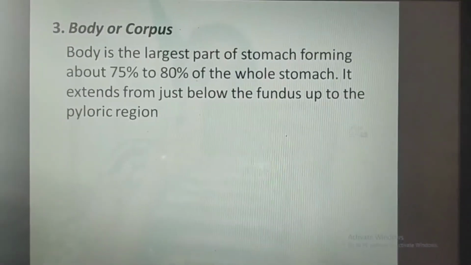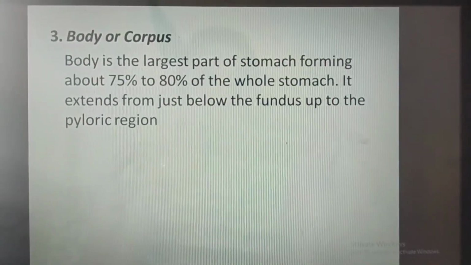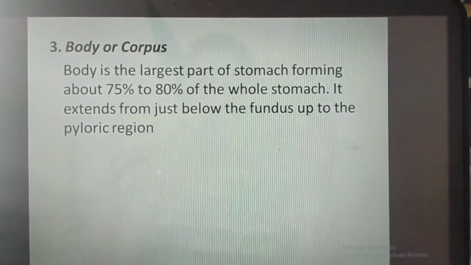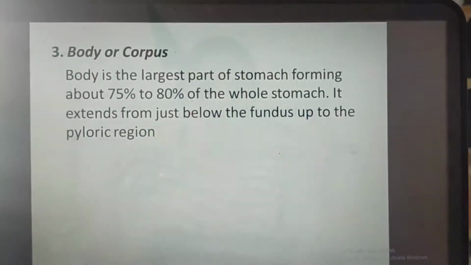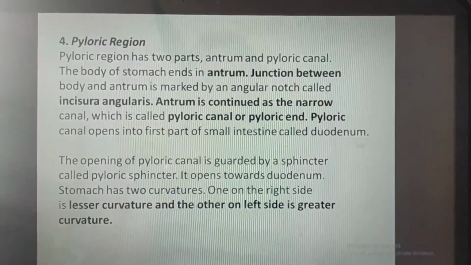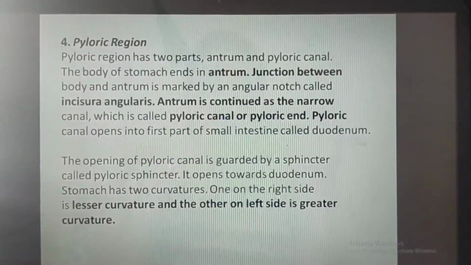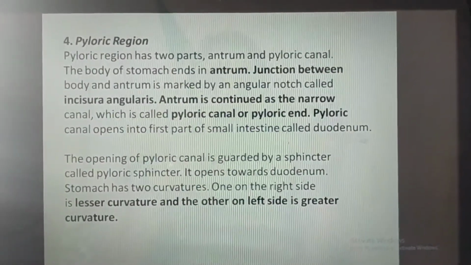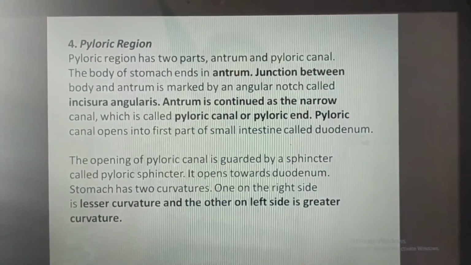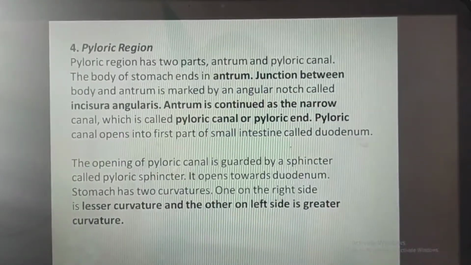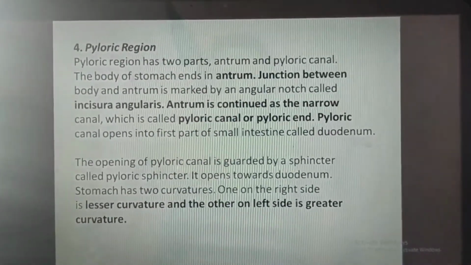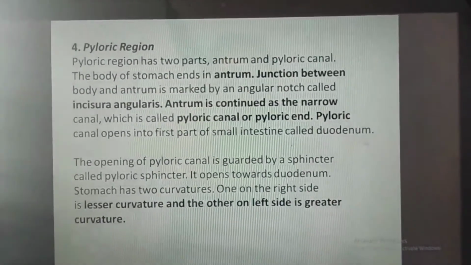Body or corpus. Body is the largest part of the stomach, forming about 75 to 85% of the whole stomach. It extends from just below the fundus up to the pyloric region. Pyloric region. Pyloric region has 2 parts, antrum and pyloric canal. The body of the stomach ends in the antrum. Junction between body and antrum is marked by an angular notch called incisura angularis.